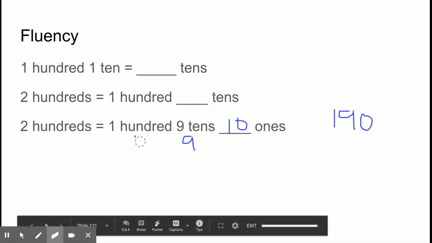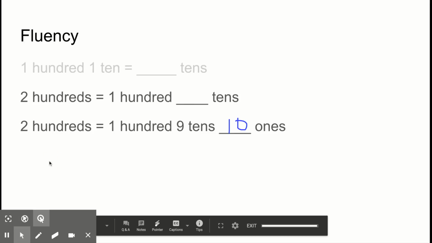Some of you might be doing this really fast, and some of you might be taking your time on it. That's okay. We're all just trying to remember different ways to make different numbers. Good work, second graders. Let's move on.